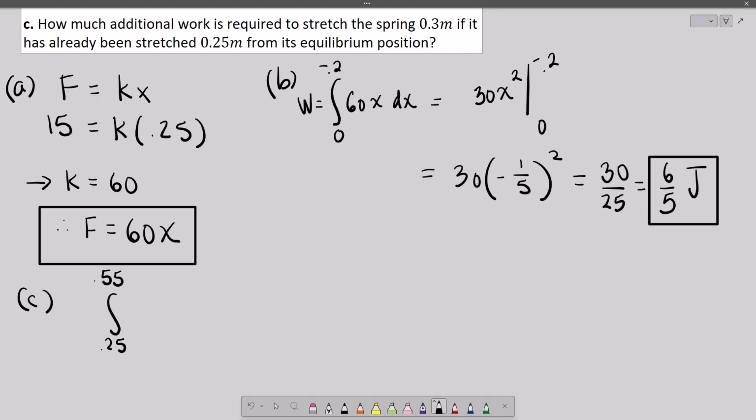0.55. So we've taken the spring and we've stretched it so the end of the spring is sitting at 0.25, and then we're going to stretch it an additional 0.3, so the end of the spring is going to be out there at 0.55. And it's the same force function. So we have that.